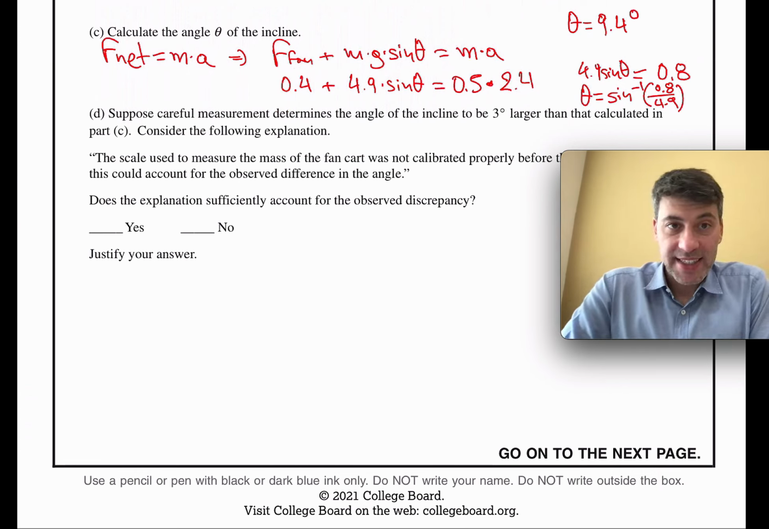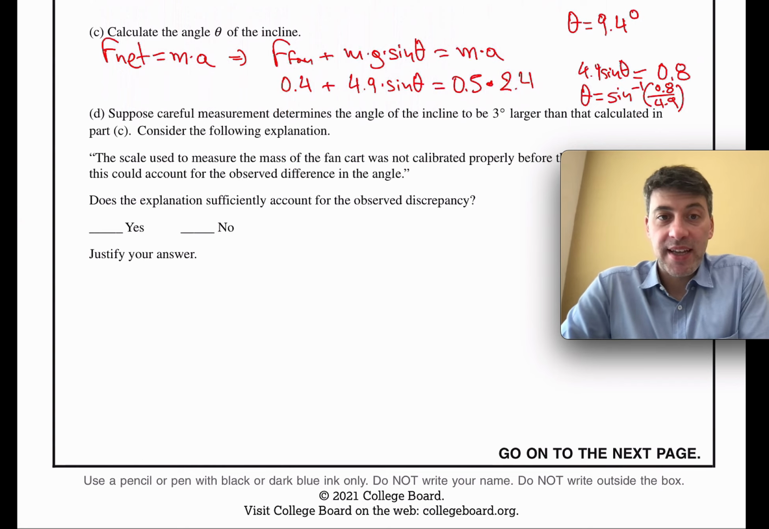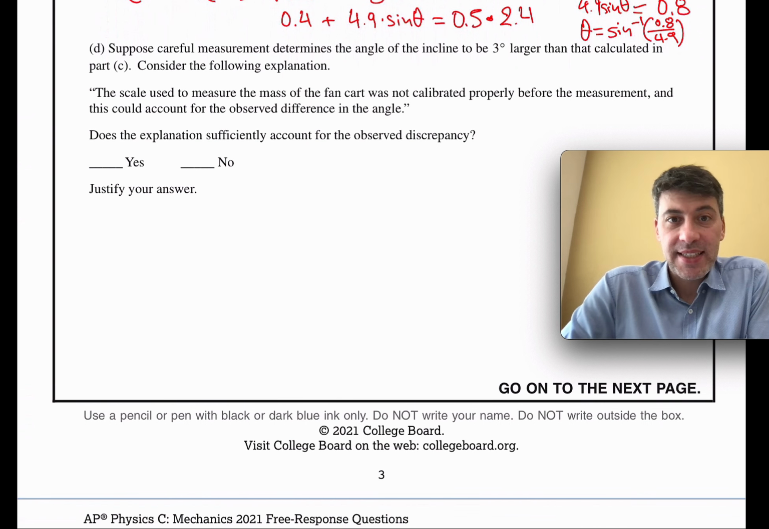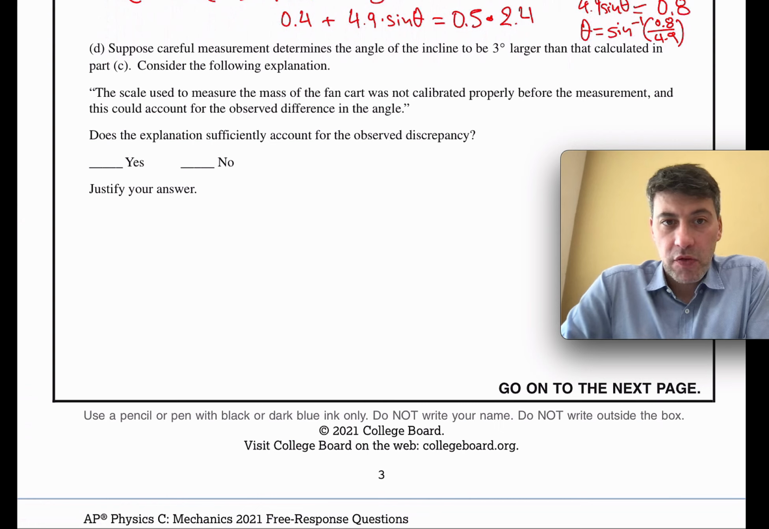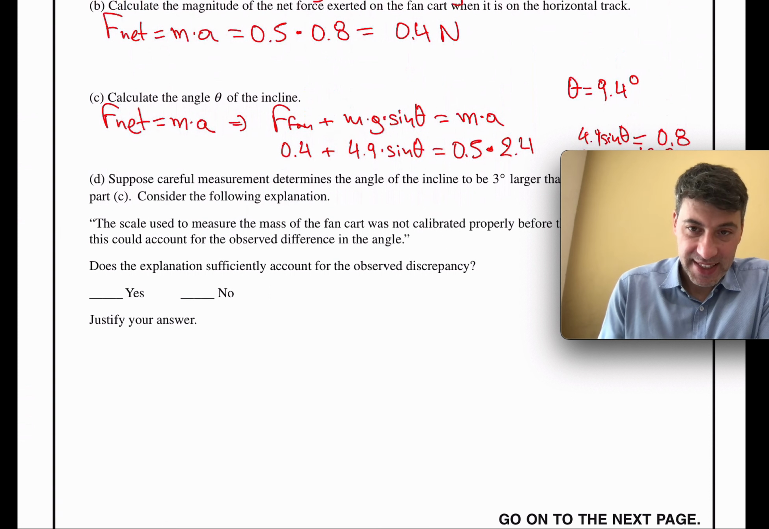We're done with part C, and we continue to part D, where after an examination we see that the incline is 3 degrees larger than what we calculated, and maybe the reason why we made the mistake is the following. The scale used to move the mass was not calibrated properly, and this could account for an observed difference in the angle. Now, in order to see if this statement is correct or not, we need to go to the equation that gave us the angle.